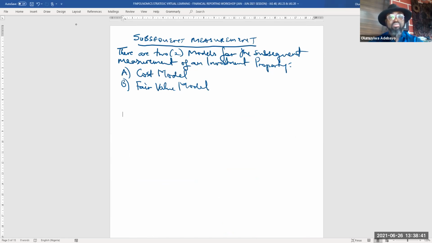Okay, now, cost model is 100% in tandem with cost model under what? IAS 16. Therefore, we won't be discussing cost model in its real sense because everything about the cost model is exactly the same as the cost model of IAS 16. Even the standard defers to IAS 16 for more reference so that you don't duplicate things. Now, fair value model. Let us first of all, let me ask you this question.